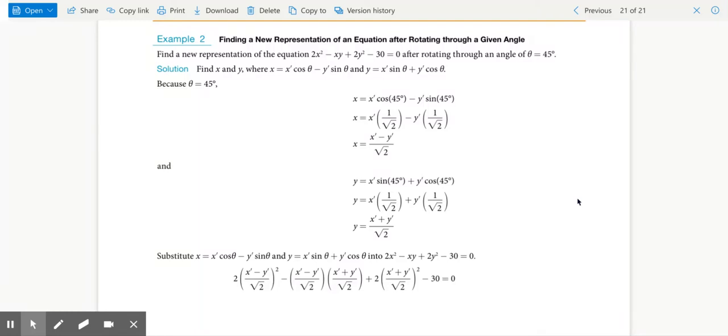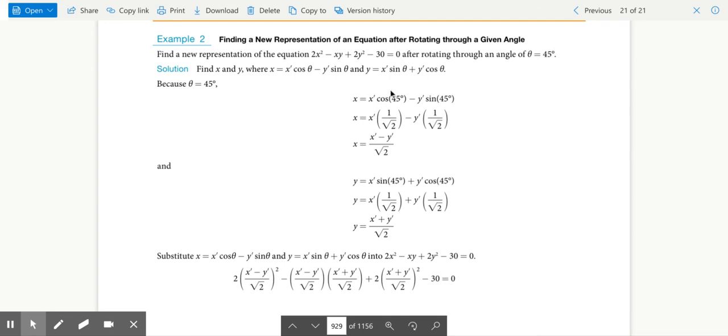Hey guys, so continuing on with 10.4, we're going to do an example of rotating. So we're given this equation here. Looks like it's probably the equation of a circle. And we're told that it's been rotated, or we're rotating through an angle of 45 degrees.